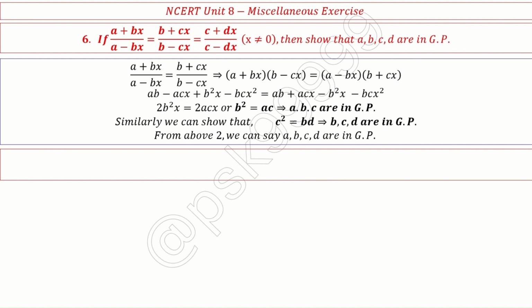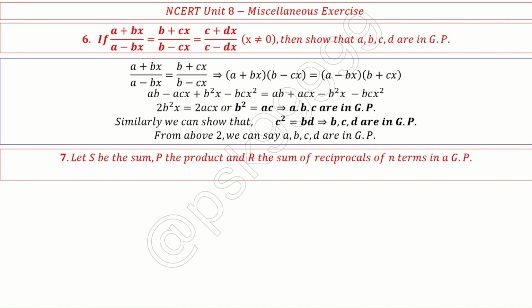Okay, next. If S is the sum, P is the product and R is the sum of reciprocals of n terms of a GP. Okay, so now what is this? You have a series which is a geometric progression. S is the sum of all the terms of that geometric progression, and P is the product of all the terms. R is the sum of reciprocals of those terms. Okay, so prove that P square into R to the power of n equals S to the power of n. Yeah, this looks something different but is very easy.